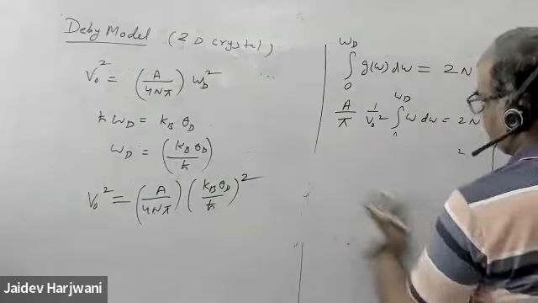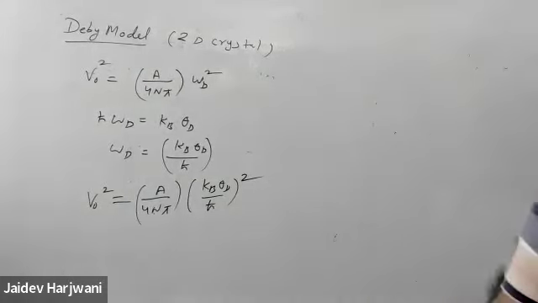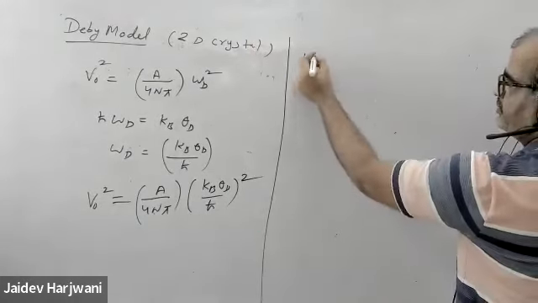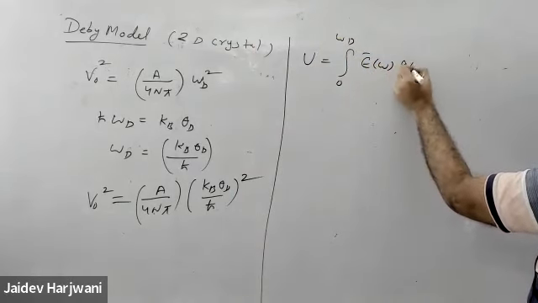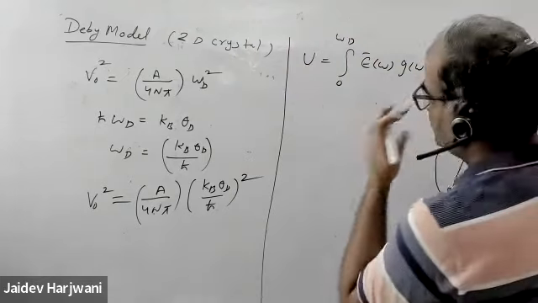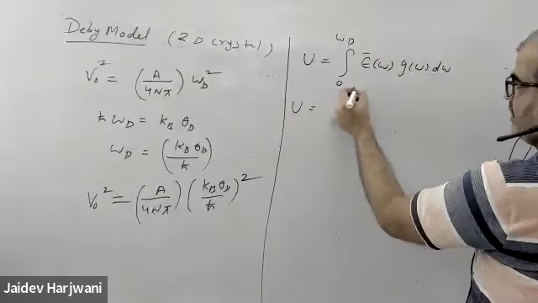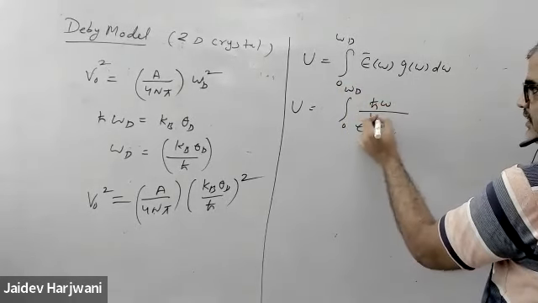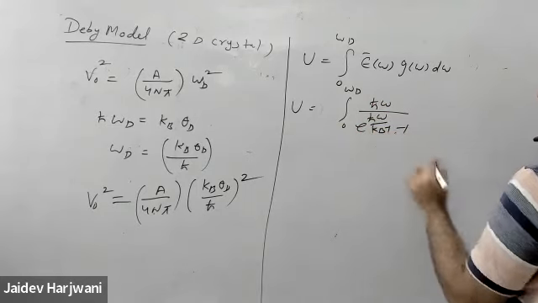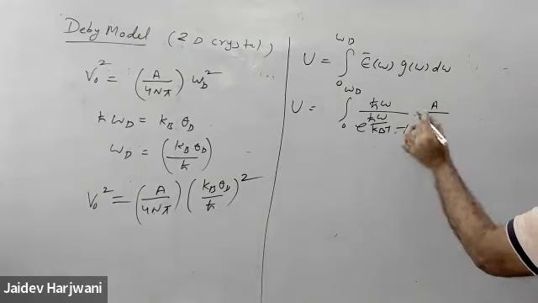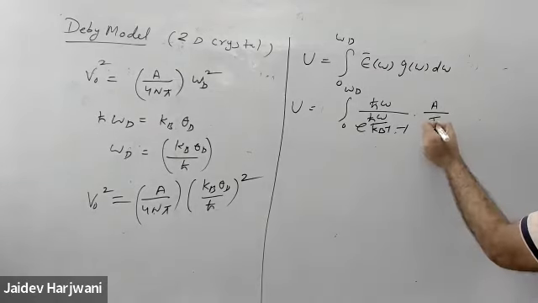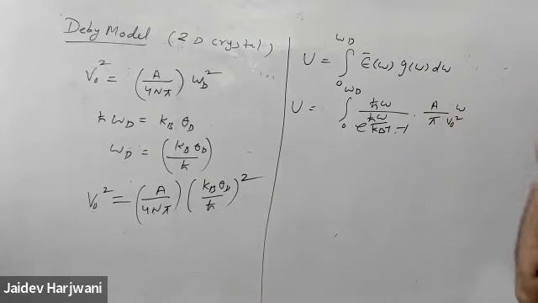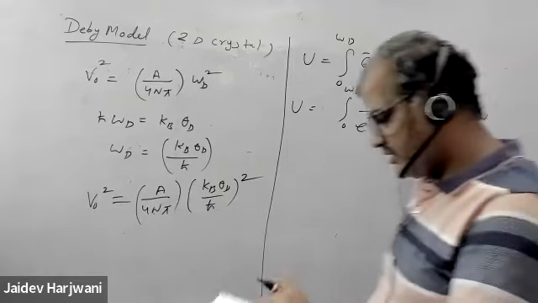Now just calculate the total energy. If you calculate the total energy U or E, that will be the integral from 0 to omega d of E omega g omega d omega. E omega is again the same, h cut omega upon e to the h cut omega upon kbt minus 1. And g omega d omega you just calculated: A upon pi v naught square, omega d omega. That's it. Now solve this integration.